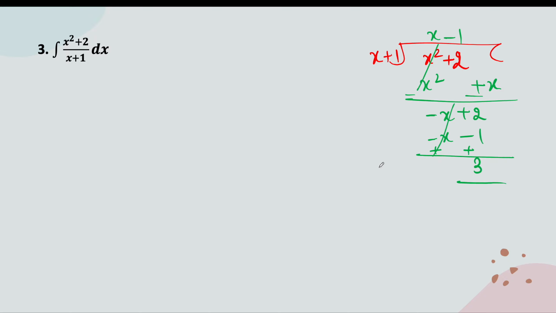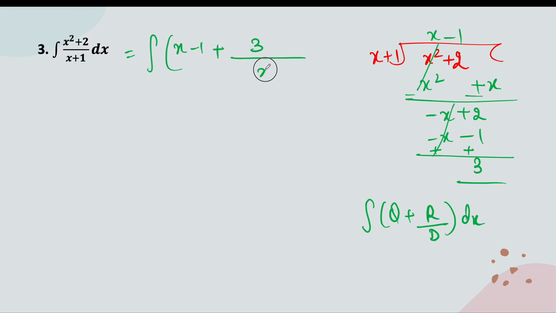Now as I told you, firstly you have to write your integral, then your quotient plus remainder upon denominator into dx. Just write this pattern. So that would be quotient is your x minus 1 plus remainder was your 3 and denominator is going to be your x plus 1 dx. Yes, that's it. Now I know you can easily obtain the answer. Firstly the integral of x, we all know x square upon 2. Integral of 1 is going to be x, minus sign as it is, plus 3.